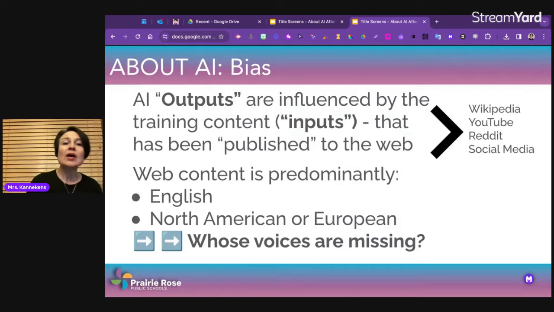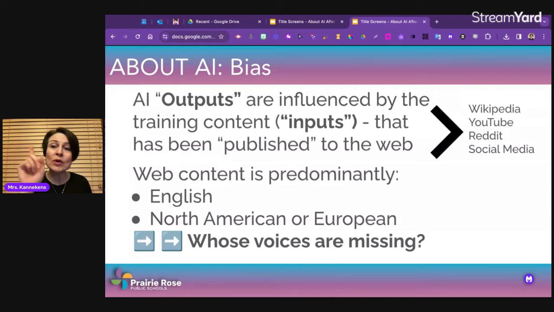We are going to take a look at how all of that is affected by bias. Artificial intelligence has outputs. Those are the things that the artificial intelligence gives us back. And those outputs, that's an important word, are influenced by the training content, which we would call the input. In generative AI, the inputs are just about anything that has been published to the web. Now, AI hasn't had access to the locked academic journals of science and literature, but it has been trained on the wider web that people have contributed to.